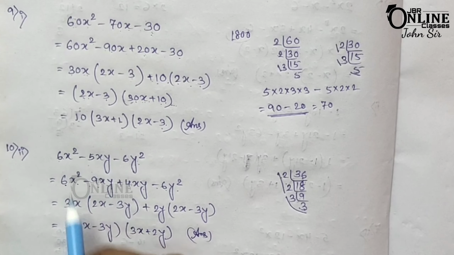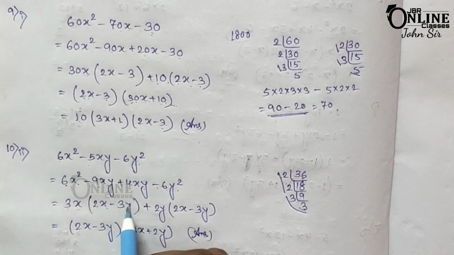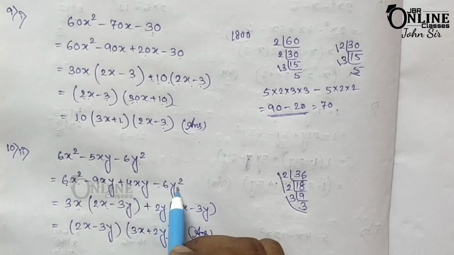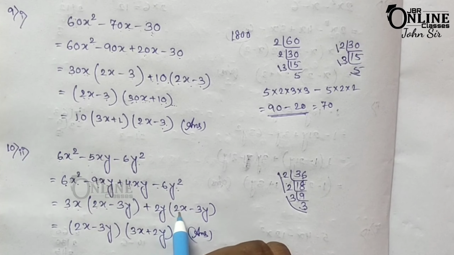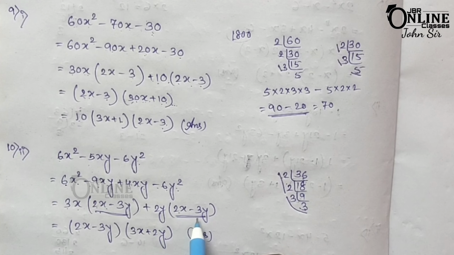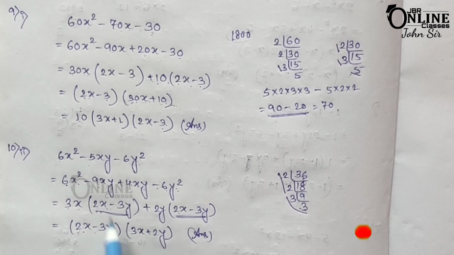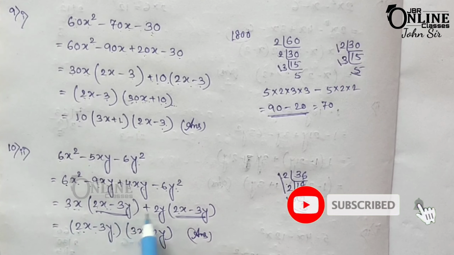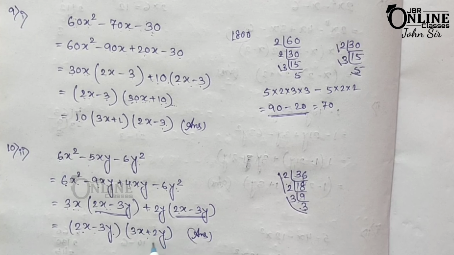Then from the first two terms, taking 3x common, it becomes 2x minus 3y. From the next two terms, taking 2y common, it also becomes 2x minus 3y. As I said before, these two terms will always be identical in each and every problem. Just remember that. So now write down 2x minus 3y only one time, and then the rest of the portion, that means 3x and 2y. So that is the final answer.